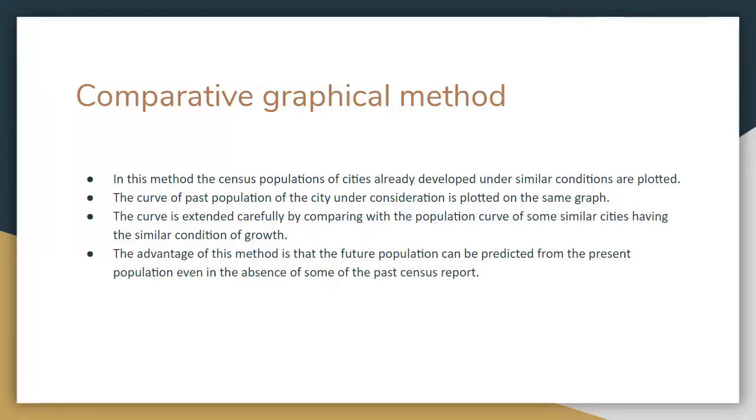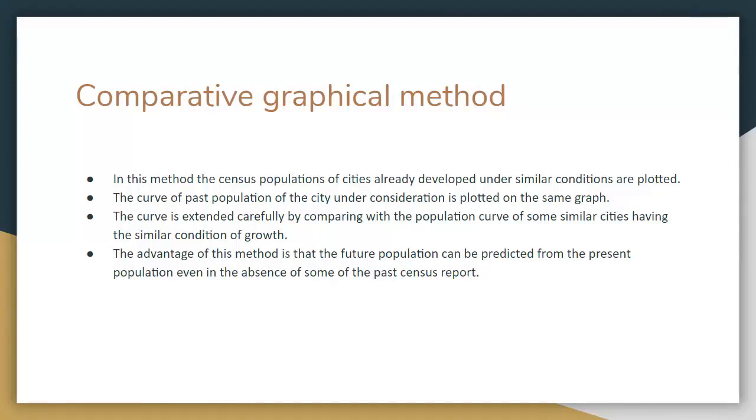The advantage of this method is that future population can be predicted from the present population even in the absence of some of the past census reports. If the census reports are not available, we can plot it using the data available from similar cities which have similar growth patterns. These are the two methods: one is the graphical method and another is the comparative graphical method. Of these two, the comparative graphical method is more accurate.